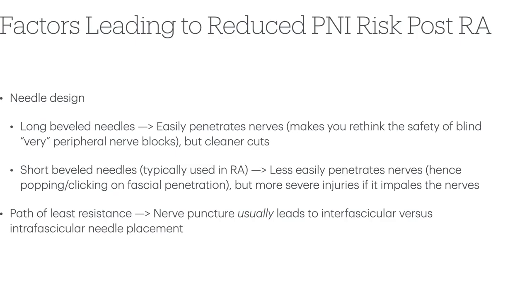Another thing to keep in mind is everything will follow a path of least resistance. Like I mentioned earlier when we talked about the nerve microarchitecture, the epineurium compartment is relatively loose while the perineurium is relatively tough. So if you accidentally puncture the nerve, more often than not, your needle will actually be in the interfascicular space rather than piercing the perineurium and being intrafascicular.